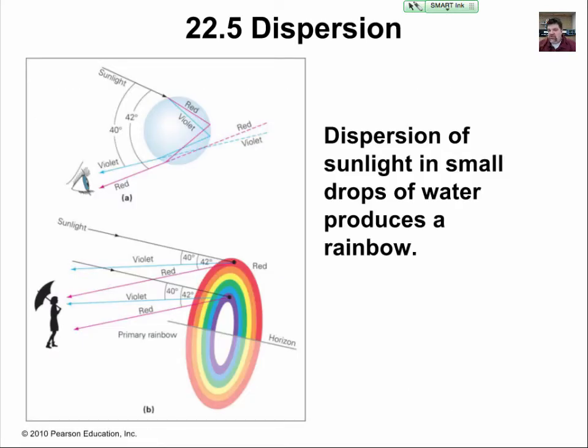And so dispersion of sunlight in small drops of water can produce a rainbow. This is why we see rainbows when it rains outside: there's usually enough moisture in the air that the light gets refracted. Depending on where you're standing and where you look, you'll get different colors. If you look from top to bottom, you'll see the colors of a rainbow from red to violet.